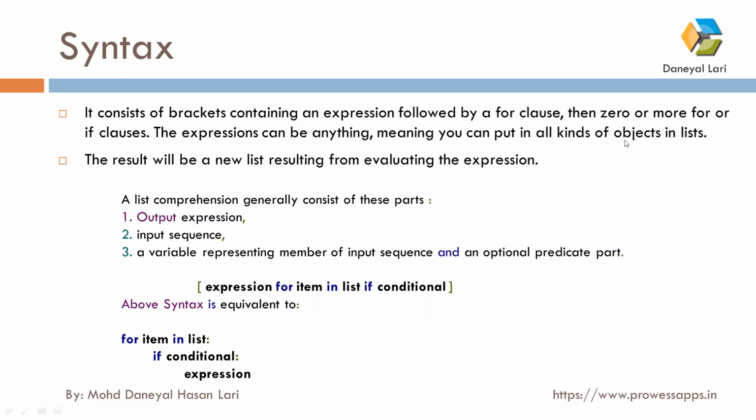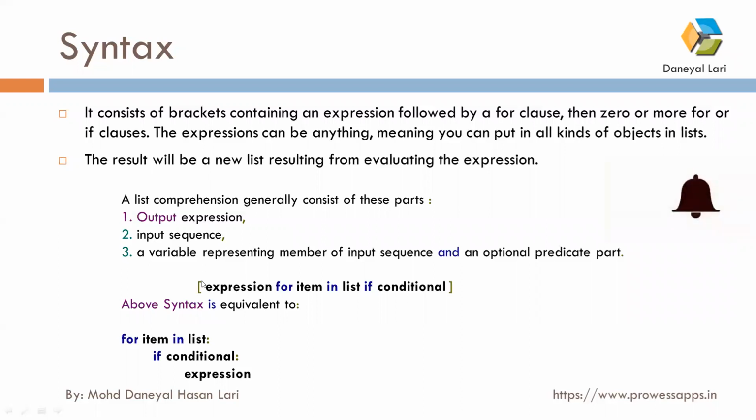So what is contained in the list comprehension syntax? The result will be a new list resulting from the evaluation of the expression. A list comprehension generally consists of these parts. The first part will be the output expression, which will actually generate your list. Then an input sequence on which you will apply some logic, a variable representing a member of the input sequence, and an optional predicate part. So let's see how your syntax will look.